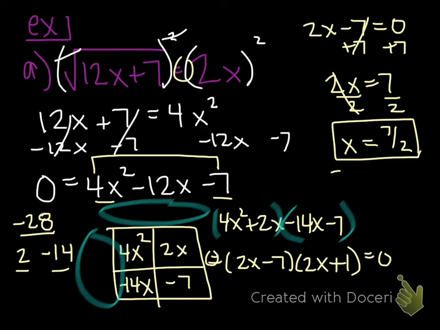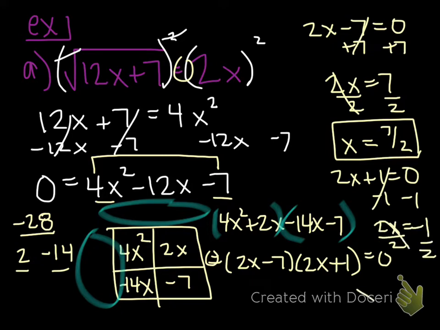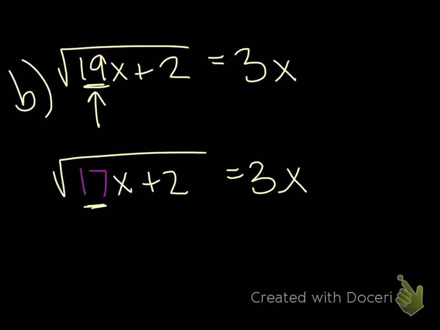For the other one, I have 2x plus 1 equals 0. So I will subtract 1 from both sides. I get 2x equals -1. Divide both sides by 2, and your other answer is -1/2. Before you try letter B, in the practice there is a typo in letter B. You are going to change the square root, that 19x to be a 17. So please change letter B, change the 19 to become 17.